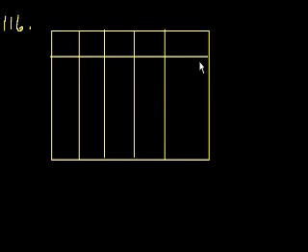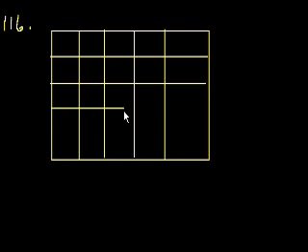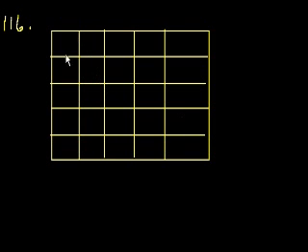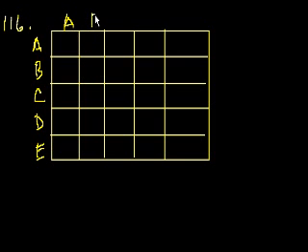1, 2, 3, and then 4. And then, let's see, they have the same cities on both axes. City A, B, C, D, and E. City A, B, C, D, and E. And they have some dots there. It's a dot, a dot, a dot, a dot, and then dots down that way.